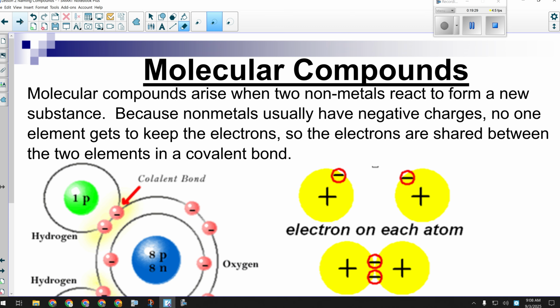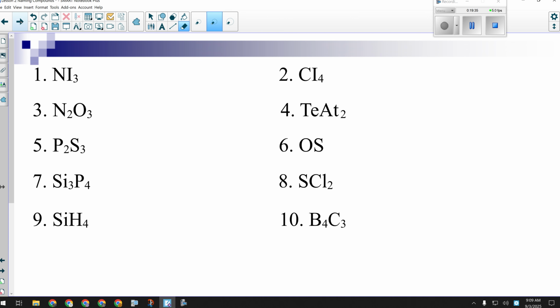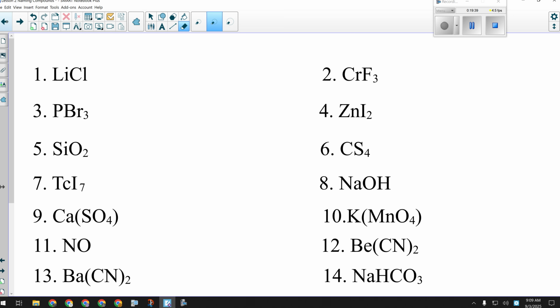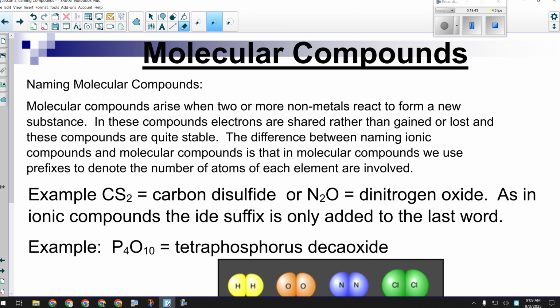Now, before we go to that one, oh, we got to do molecular first. Sorry. Okay, let's do molecular compounds here. Actually, I'll give you about a 2 or 3 minute break here just to collect your thoughts before we start doing molecular compounds.